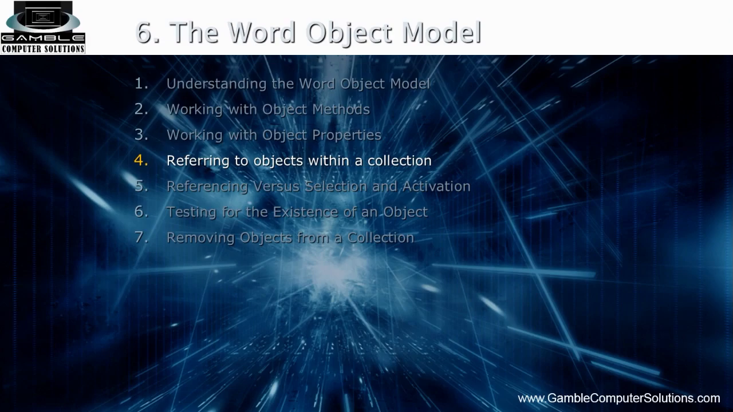Having had a look at working with events and properties, in this video we'll look at the syntax for homing in on individual objects. The basic syntax involves referring to the object either by its name or by its position within the collection. However, as we'll see, there are one or two other syntactical variations which it's worth discussing.